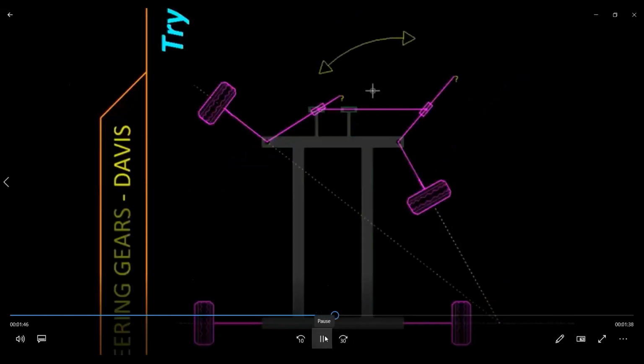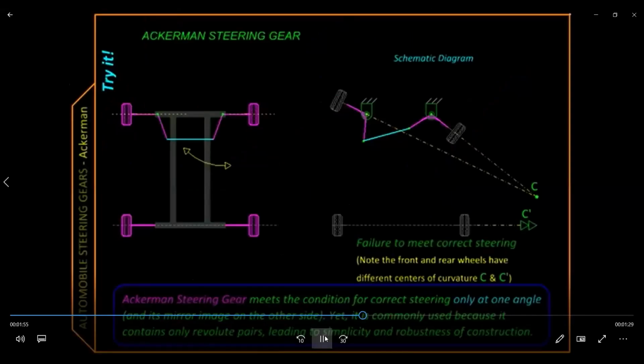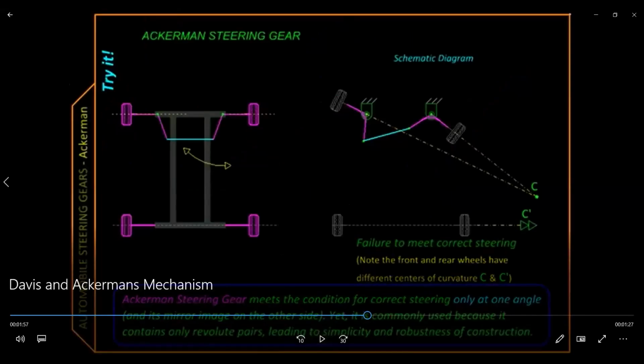So in practice, this is not a very commonly used mechanism. Instead, people use Ackerman's linkage, which we'll see. This is Ackerman's. So in the Ackerman steering gear, when the vehicle is moving straight, these 2 links remain parallel like this. But here it is shown given a right turn. Okay, so similarly this link will be moving like this.